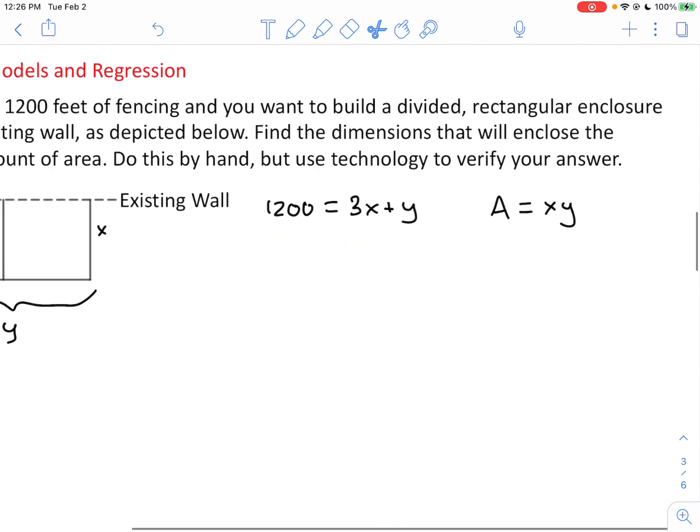I'm going to take my constraint and solve it for x or for y. You can choose. It's easier to solve for y because there's no coefficient in front of it, so that's what I'm going to do, but you could also solve this for x.